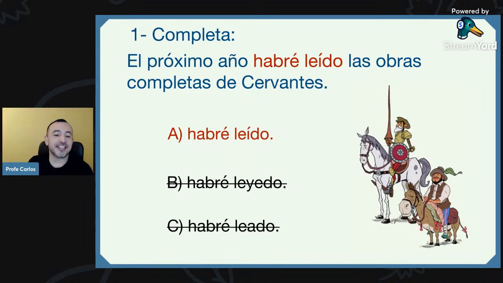Muy bien. Excellent, guys. So in this case, we have habré leído las obras completas de Cervantes. As you can see, the structure is there. We're still talking about a point in the future, el próximo año. We have our auxiliary, habré, and then we have a past participle of the verb leer. So well done. Very good indeed. Moving on, let's do number 2.